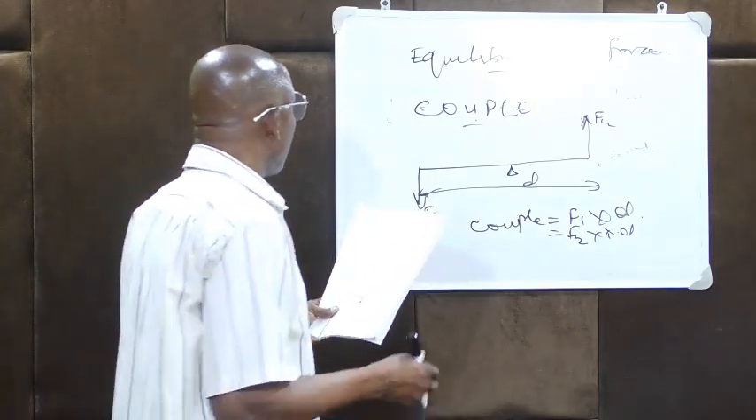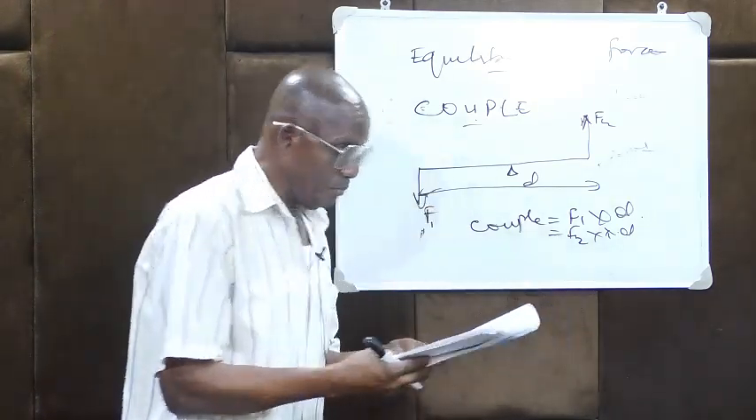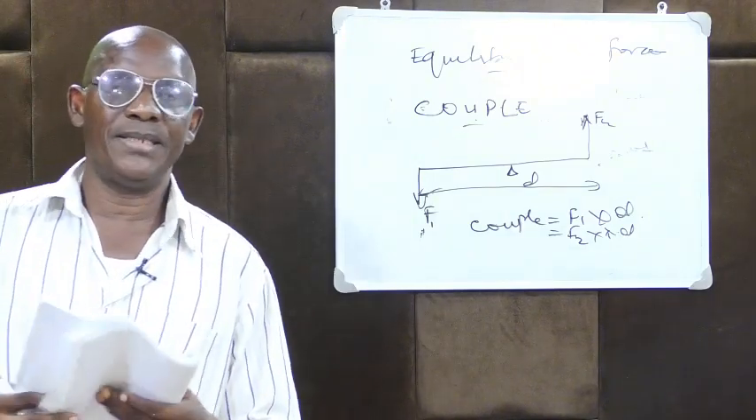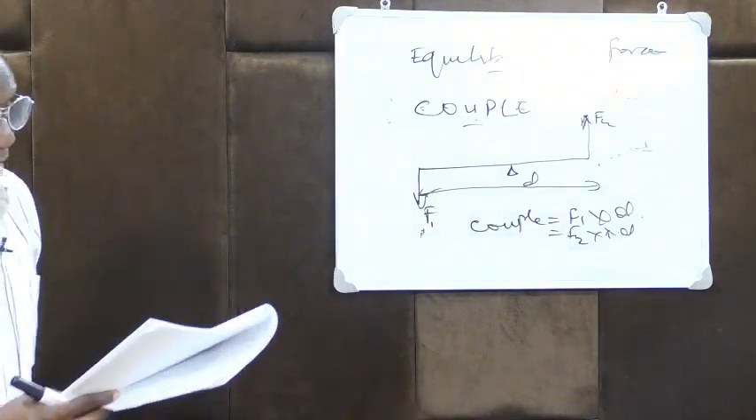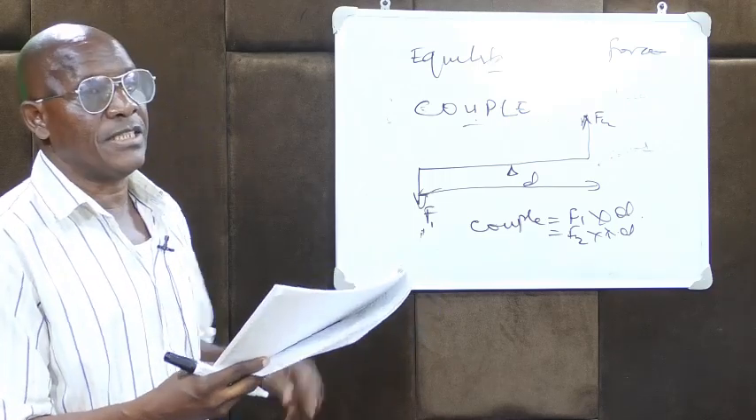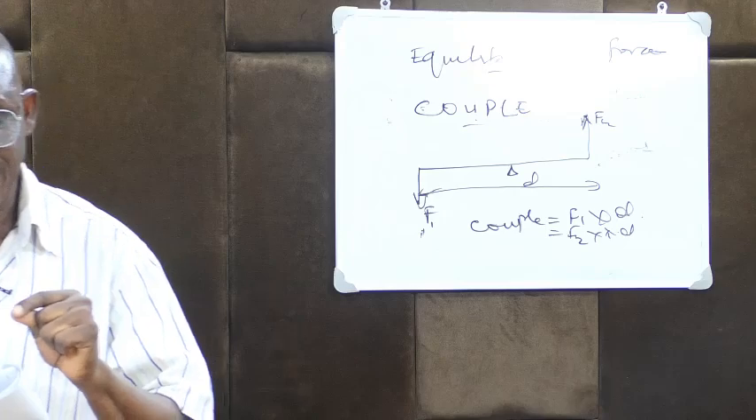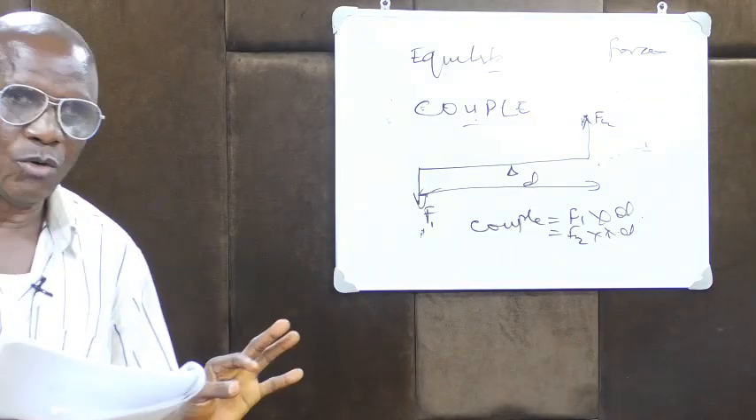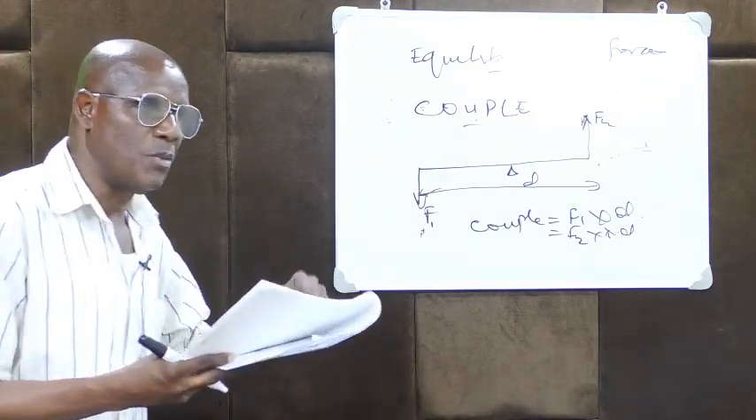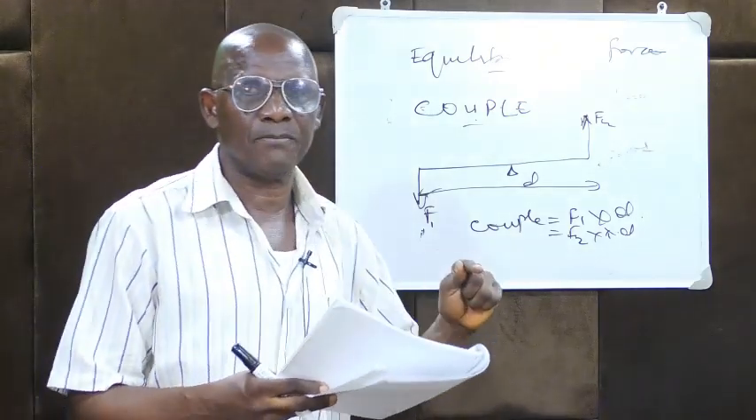So this is it. Then let's go to the principle of moment. What does it say? It says that if a body is in equilibrium, the sum of the clockwise moment about any point is equal to the sum of the anti-clockwise moment about the same point.